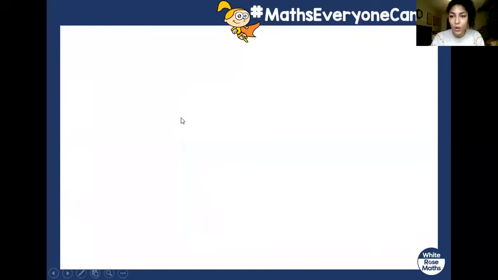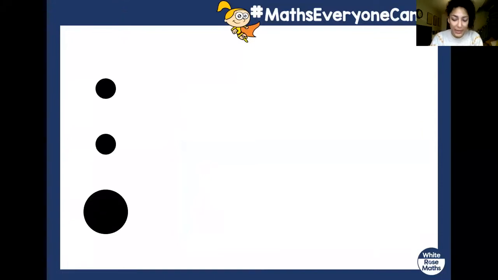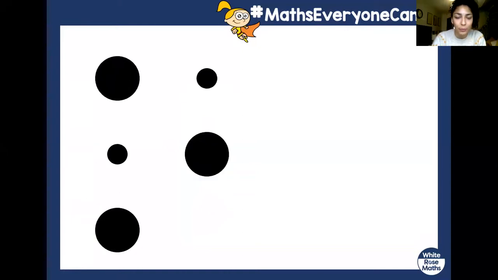I want you to have a look on the screen and tell me how many spots you see all together. That's right, there are 3 spots all together. How many little spots, how many small spots are there? There's 2 little spots and 1 big spot. 2 and 1 more make 3. Fantastic, good work.